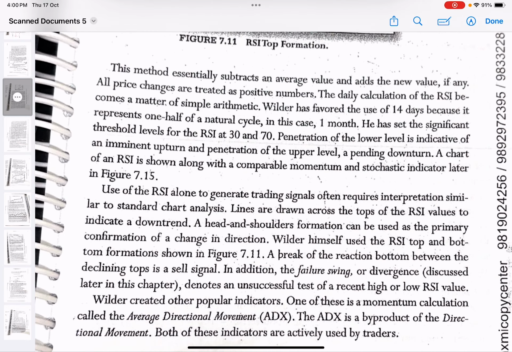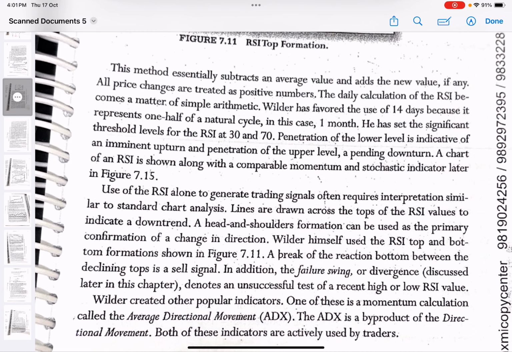Why do people use the average of method? Let's talk about that for a second. The average of method essentially subtracts an average value and adds the new value, if any. All price changes are treated as positive numbers, be it a decline in price or an increase in price. The daily calculation of the RSI becomes a matter of simple arithmetic.